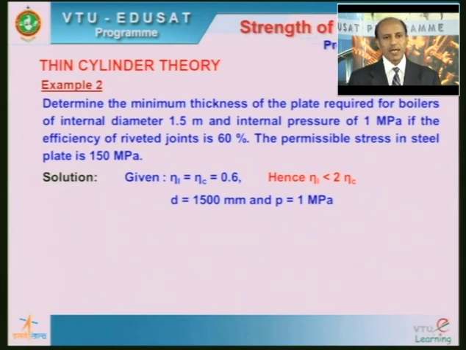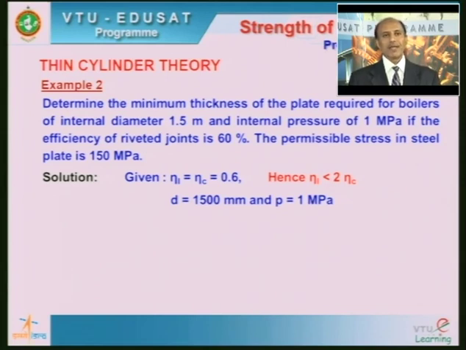Hence, we say that the efficiency of the longitudinal joint is equal to the efficiency of the circular joint, which is equal to 0.6. We are trying to find the minimum thickness that we have to provide for the pipe in this particular case.